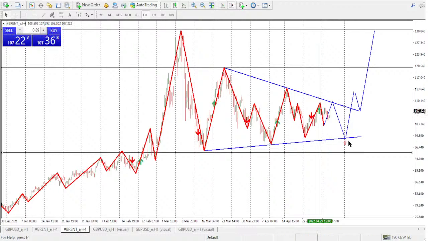We are looking at this point for a buy. We are also looking at this level here for a buy. If the price should break below any of these levels, then that would mean we are now continuing in that direction. So that's my opinion on the Brent oil.